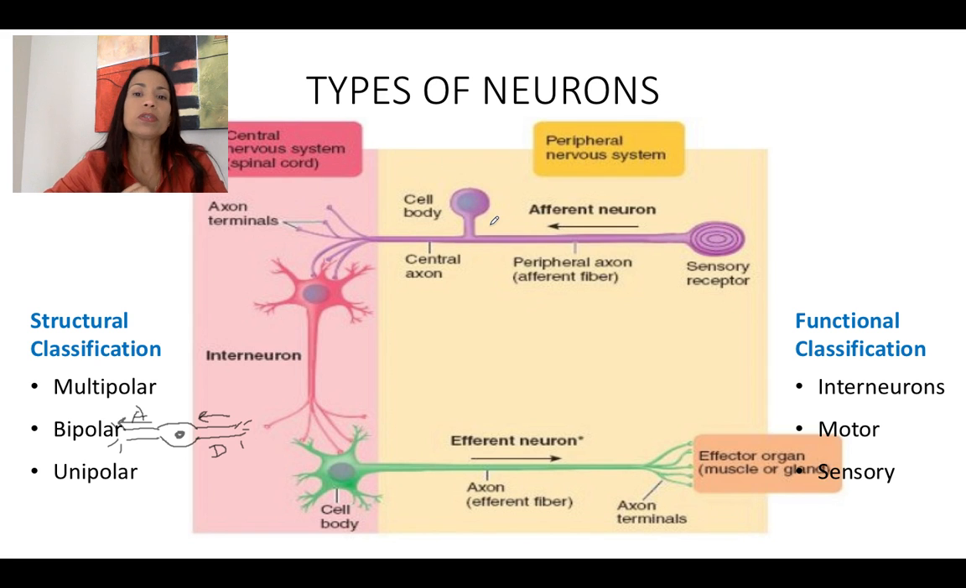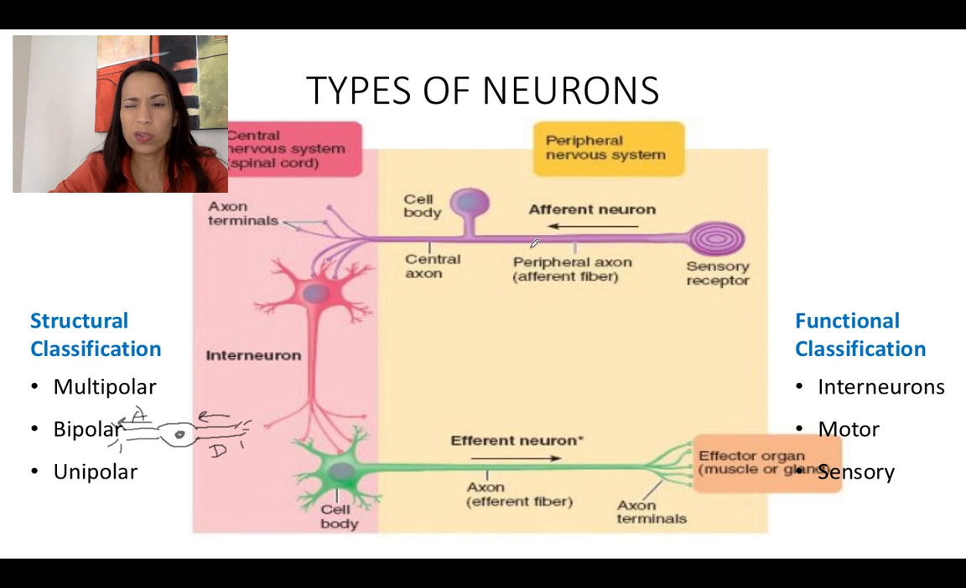These neurons, the unipolar and the bipolar neurons, are usually located in the peripheral nervous system, not in the central nervous system. Bipolars are kind of rare in our body, but they can be found in some special senses, like in our olfactory mucosa in the nose, and our retina, which is formed by one of the layers that detects the light waves.